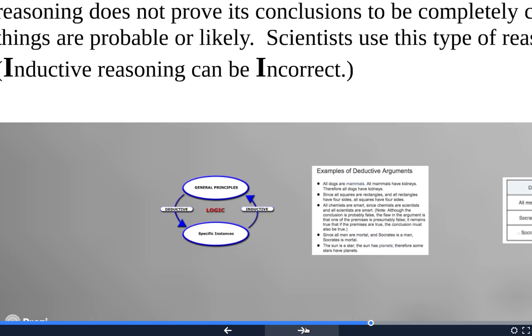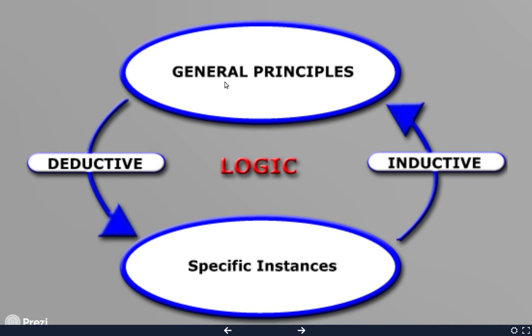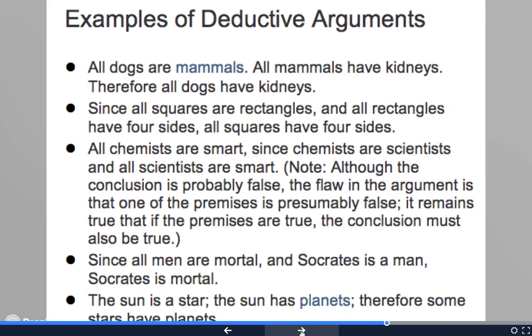Okay? Now let's look at a couple of slides. General principles. Using deductive reasoning, we go to specific things. Or if we take specific things and we use inductive reasoning, we go back to general. So general to specific is deductive. Specific to general is inductive. Remember, inductive can be incorrect.